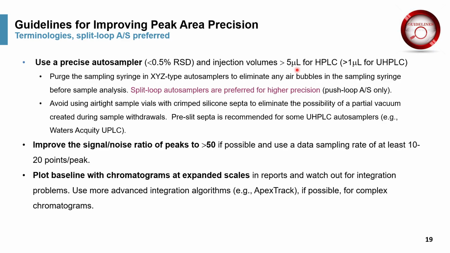So autosamplers are definitely getting better. For precise injection for QC application, a minimum injection volume is 5 microliters. For UHPLC, the minimum is 1 microliter. For older autosamplers, you need to purge out any air bubble in the sampling syringe. We mentioned split loop or integrated loop autosamplers are preferred for higher precision.